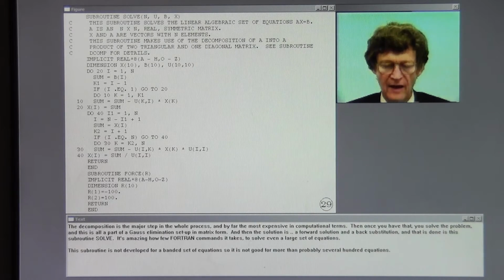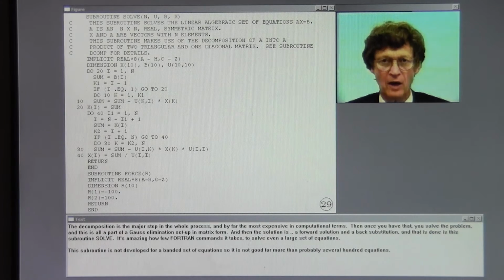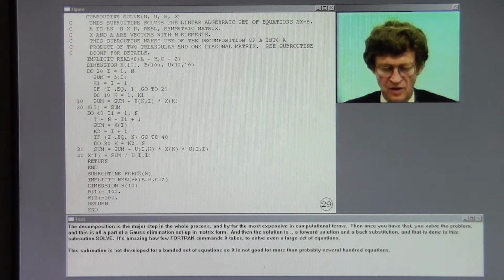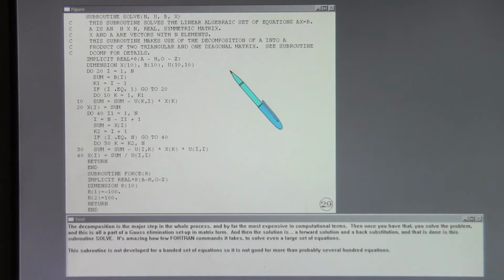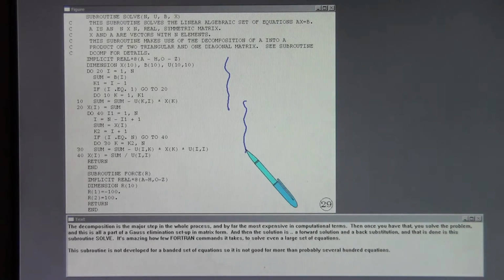The decomposition is a major step in this whole process, and by far the most expensive in computational terms. Then once you have that, you solve the problem, and this is all part of a Gauss elimination set up in matrix form. The solution is a forward solution and a back substitution, done in this subroutine solve. It's amazing how few Fortran commands it takes to solve even a large set of equations. This subroutine is not developed for banded matrices, so it's probably not good for more than several hundred equations.